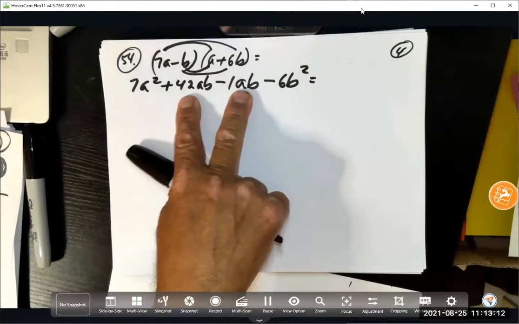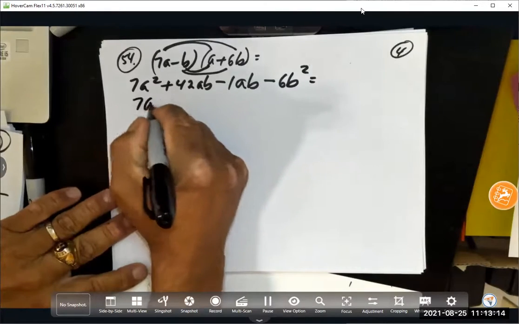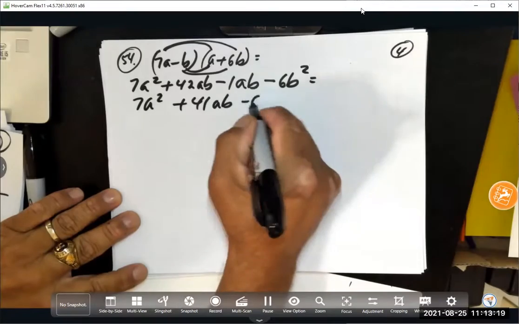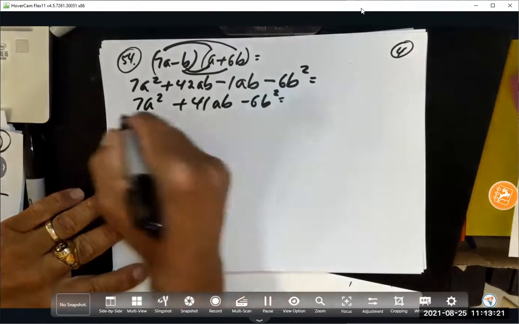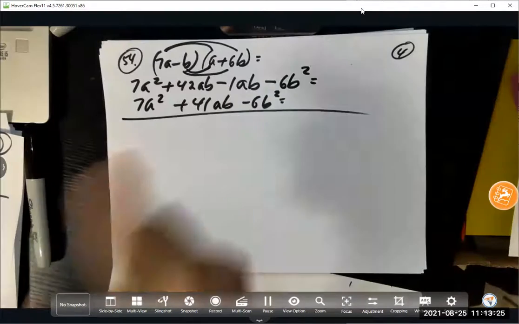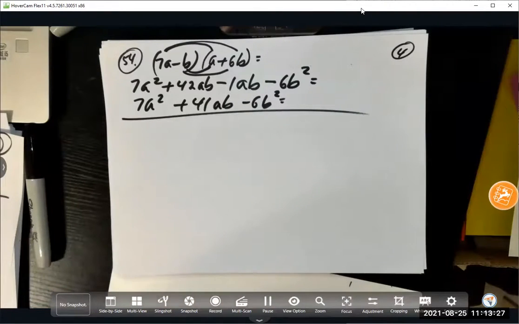Plus 41ab. There you go. So let me write this down: 7a squared plus 41ab minus 6b squared, like that. Is that all right? Yes or no? Yes. All right. I'm going to say yes. That's okay. I'm going to go to the next one.